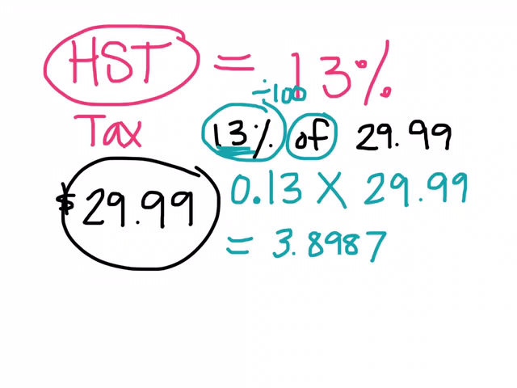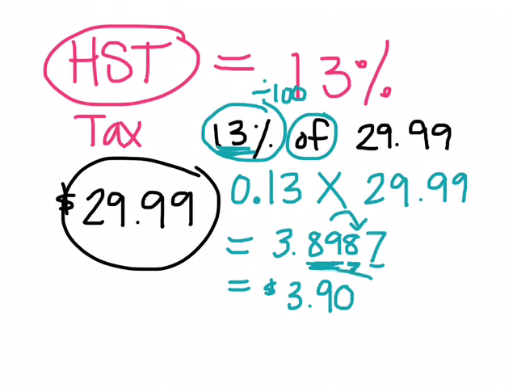Okay, now when you're talking about money, you don't want 4 decimal places. How many decimal places do we have for money? 2 decimal places. Okay, so I need to round this either to $3.89 or $3.90. If you look at the number next to it, this is greater than 5, so I round up. So it's $3.90, okay?